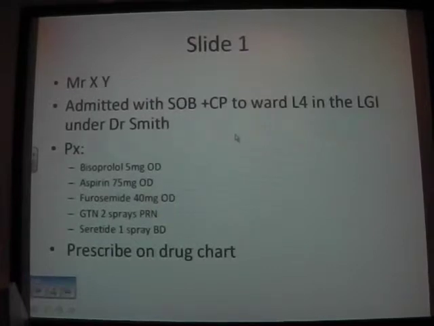If they're drugs that they've been taking regularly before they've come into hospital, when you prescribe it, in the day box, you need to write on admission or OA. That helps us distinguish which drugs we've started in hospital and which drugs they've come in with.